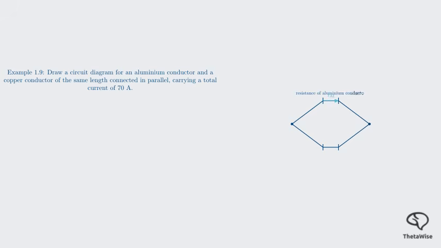The first branch will contain a resistor labeled Al, representing the resistance of the aluminum conductor. The current through it is I Al. The second branch will have a resistor labeled Cu for copper with current I Cu. The total current of 70 amperes flows into the junction where the branches split and out of the junction where they recombine. A voltage V Al equals V Cu exists across both parallel conductors. We don't need to show a battery unless we're asked to. This diagram correctly shows a parallel connection carrying the total current.